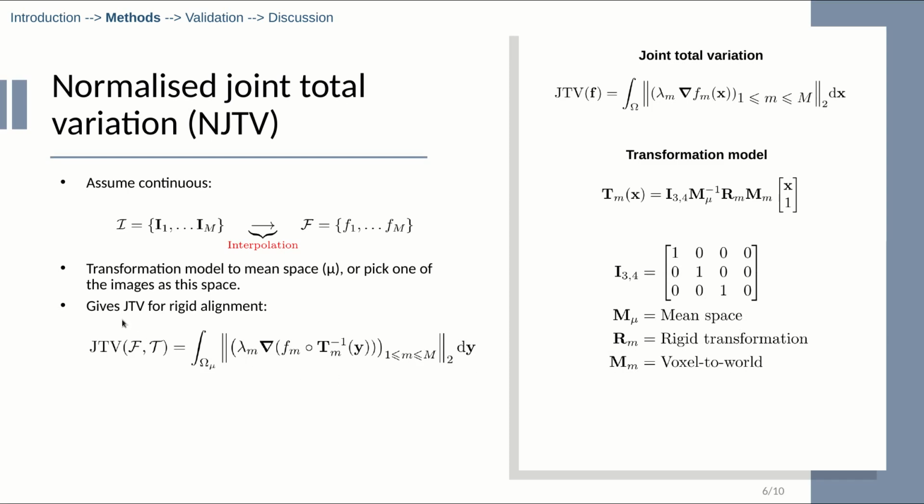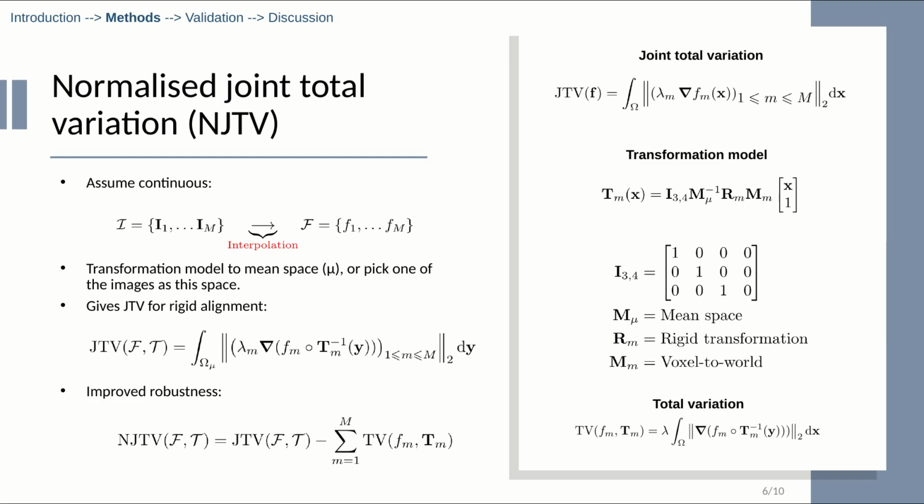This gives us the joint total variation for rigid alignment, where we now have plugged the transformation model into the total variation. However, we need to improve the robustness of this cost function, because it may otherwise struggle with images of very differing fields of view, which is common in medical imaging, and we therefore subtract the individual total variations from the joint total variation. We call this normalized joint total variation because it's somehow analogous to what is done in normalized mutual information.